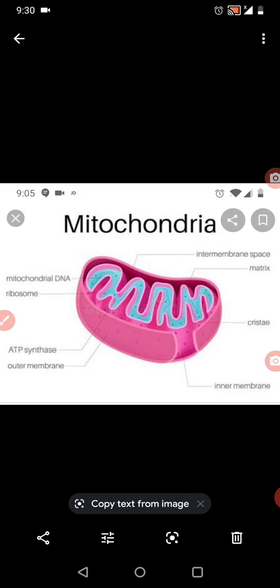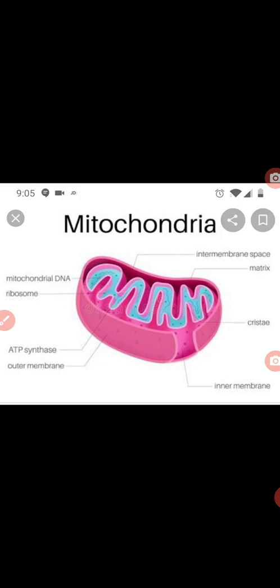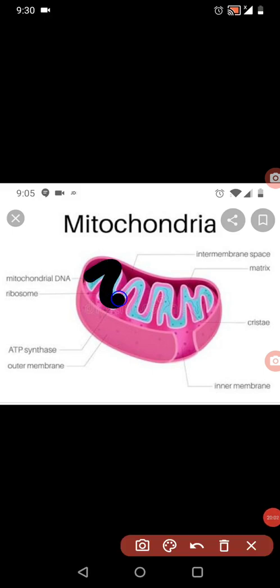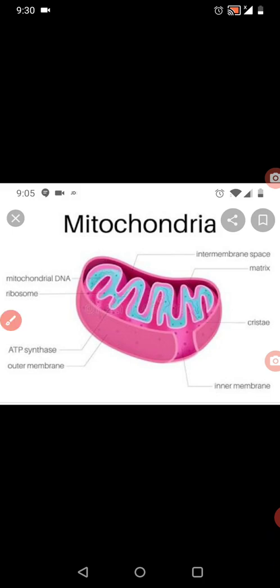If you see the structure of mitochondria, it is double membrane: outer membrane and inner membrane. The outer membrane, children, has pores on it, or we can say it is porous. The inner membrane has a folded structure. This fold is known as the cristae. The inner membrane is deeply folded, and these folds of the inner membrane are known as the cristae.